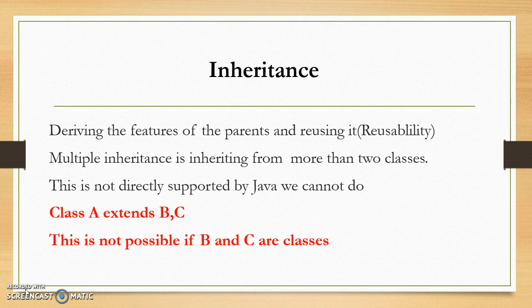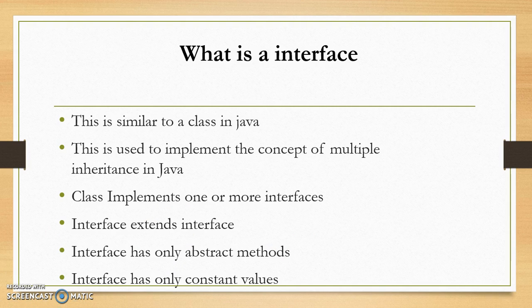But in the case of Java, multiple inheritance is not possible directly. So we cannot do inheritance of two classes. For example, class A extends B, C, where B and C are classes. This is not possible in Java. So in order to achieve the concept of multiple inheritance, Java introduced another concept called interface.